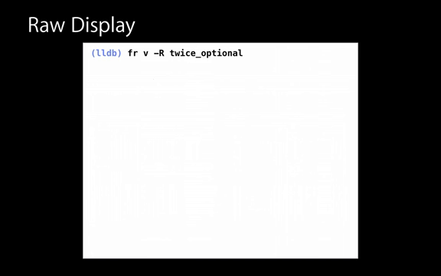At the lldb console, the raw display, the show me the real guts of my object in memory without formatting it in an intelligent way, is invoked with the --raw, or for short, -R option, to the expression command or the frame variable command.